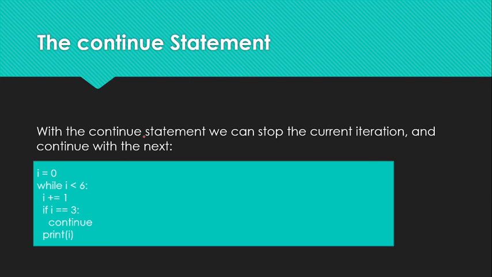Now the continue statement. With the continue statement, we can stop the current iteration and continue with the next. So over here, as you can see, i is now 0. Now while i is less than 6, then i += 1, which means it adds 1. Now if i is equal to 3, it just stops this. It just stops it and continues with the next, which is print i. Means i is just 1. I'm not sure. But you can try it. If this is false or true, you can tell me in the comment section down below.